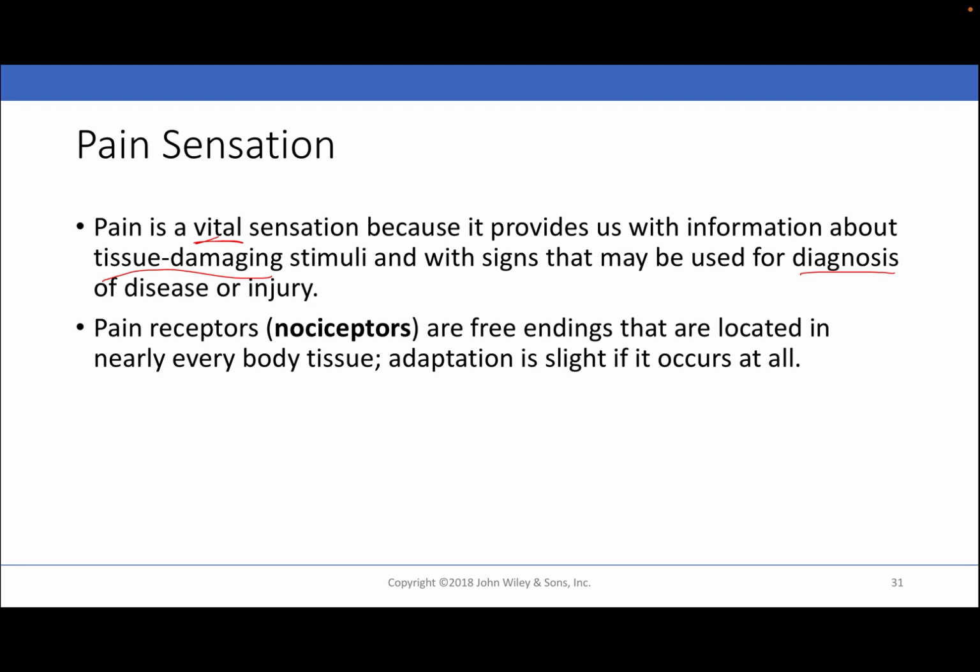Pain receptors are known as nociceptors. These are free nerve endings that are going to be located in pretty much every tissue in your body. And adaptation is going to be minimal because it is important. You don't want to be like, oh, my broken leg feels better, let me walk on it. So very little adaptation is happening.